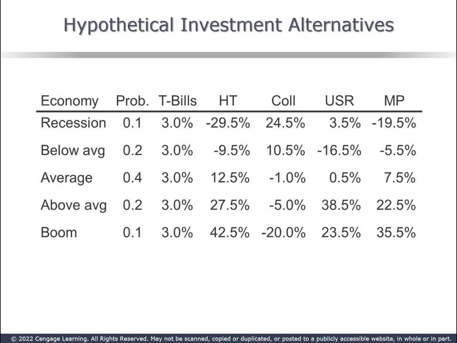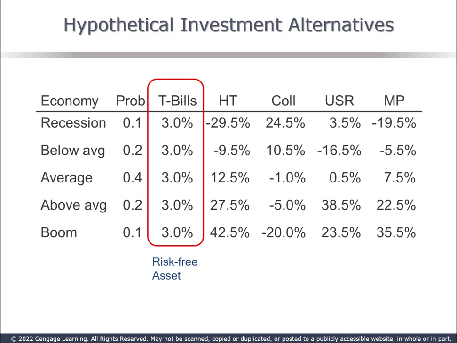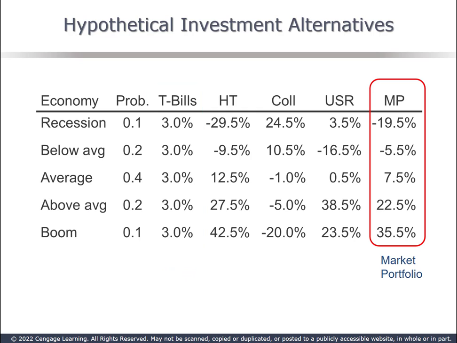Let's look at a set of hypothetical investment choices. First, the states of the economy and the probabilities of each state occurring. Next, the expected return on a treasury bill in each state. Since a T-bill is basically risk-free, the expected return is the same in every state. The market portfolio is a theoretical construct meant to represent all traded assets. The S&P 500 is typically used as a proxy for the market portfolio.